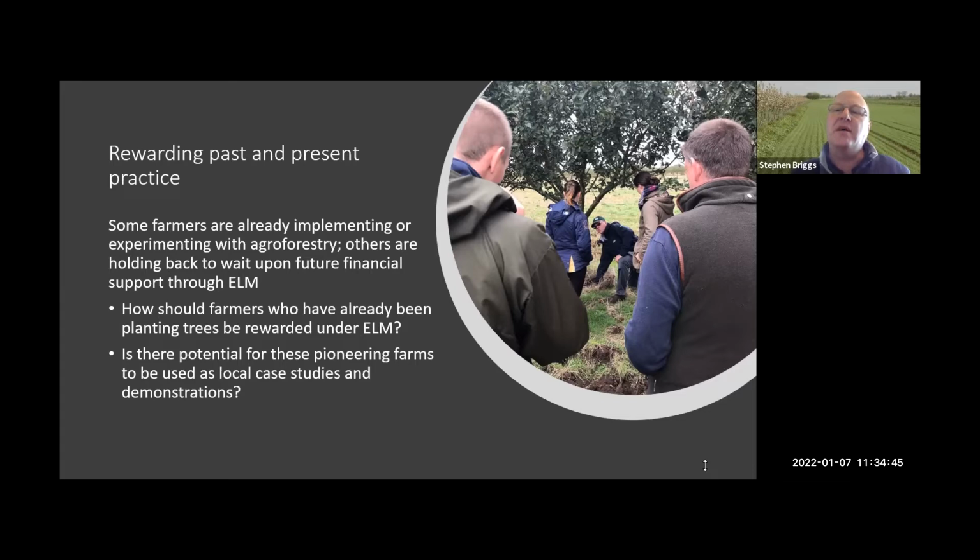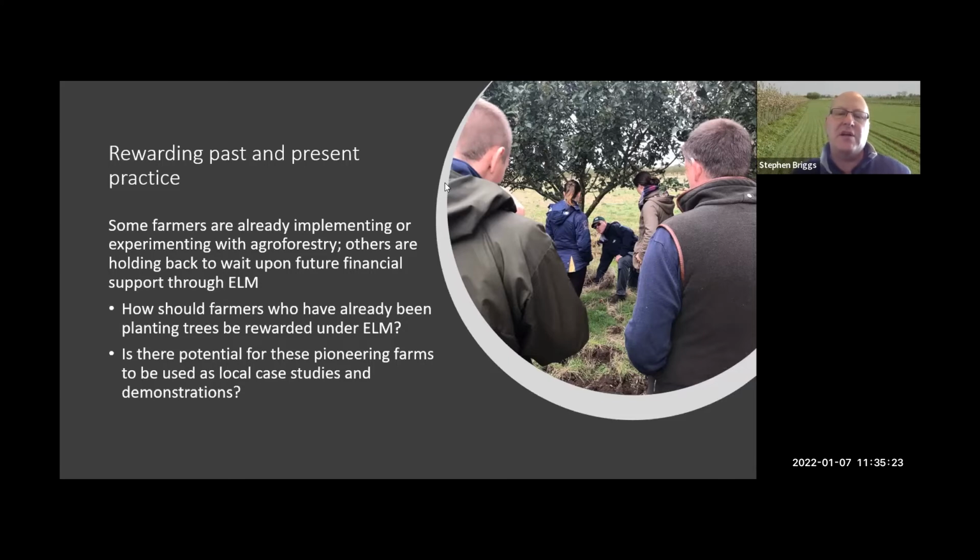A starter for 10 might be along the lines, without wanting to pre-populate, that government's position on ELM under the Sustainable Farming Incentive is a very light touch in terms of advice, whereas the provision of advice and guidance through the higher tier programs in local nature recovery and landscape nature recovery will be greater.